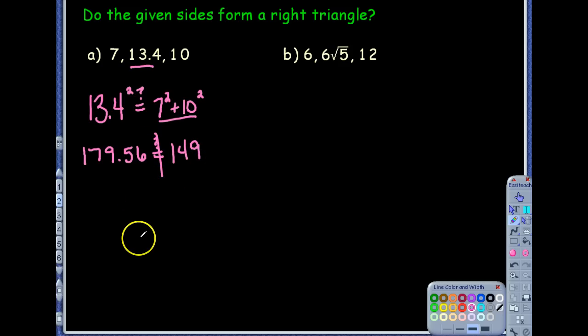So what does that tell us then? Not a right triangle, so no. All right, so all we're looking for is, does c squared equal a squared plus b squared? Okay, let's check the next one. Why don't you guys try this one on your own? Try it and then check. Now, looking at this one, how do you know which one is the c?